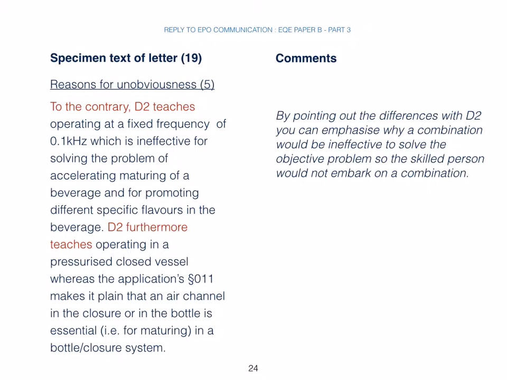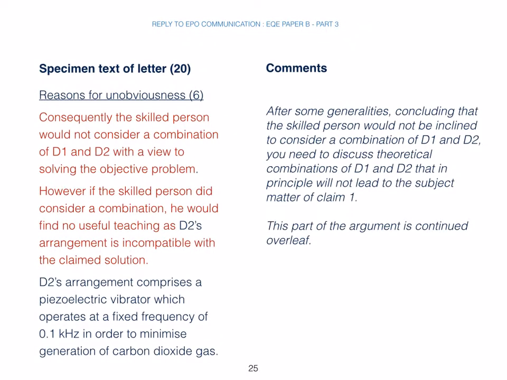So by pointing out the differences with D2, you can emphasize why a combination would be ineffective to solve the objective problem, so the skilled person would not embark on a combination. And we continue over leaf. Consequently, the skilled person would not consider a combination of D1 and D2 with a view to solving the objective problem.